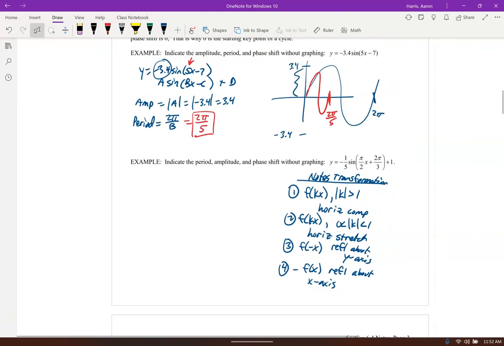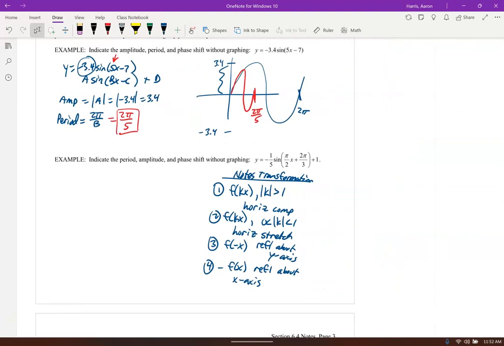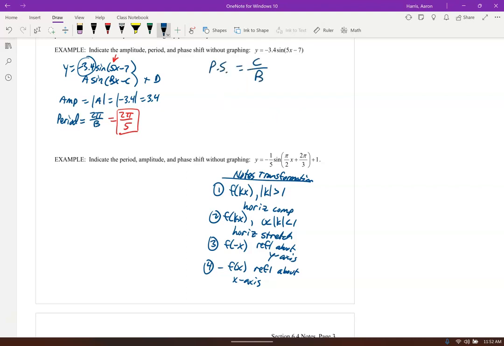So we did the amplitude, we did the period, and then we want to find our phase shift, which is the last thing. Our phase shift is c over b. And hopefully you can see the c here is 7, and our b here is the 5. So our phase shift is 7 fifths on this one. Okay, let's do another one down below.